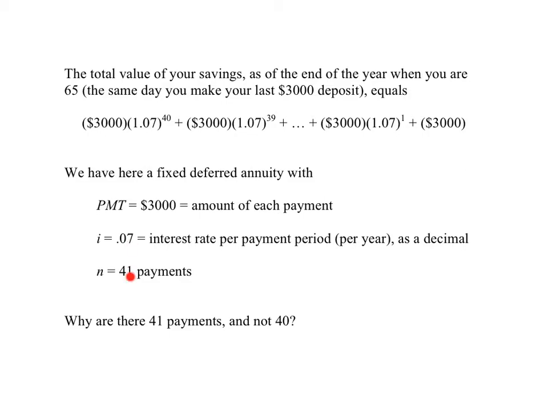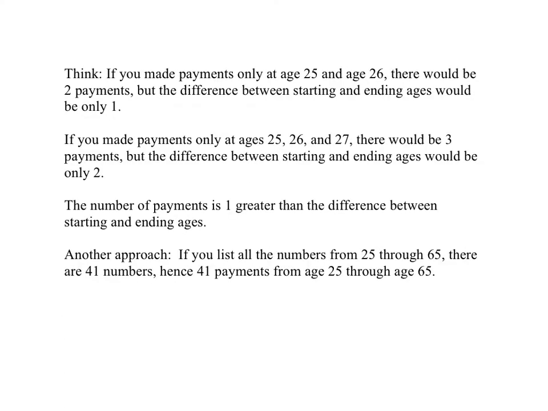Where we have to think a little bit is the number of payments. Notice that there are 41 payments rather than 40. This is a common source of mistakes, so let's be clear why it's 41. Let's think of it this way. What if there were only 2 payments? What if we were doing this not until the age of 65, but only until the age of 26?